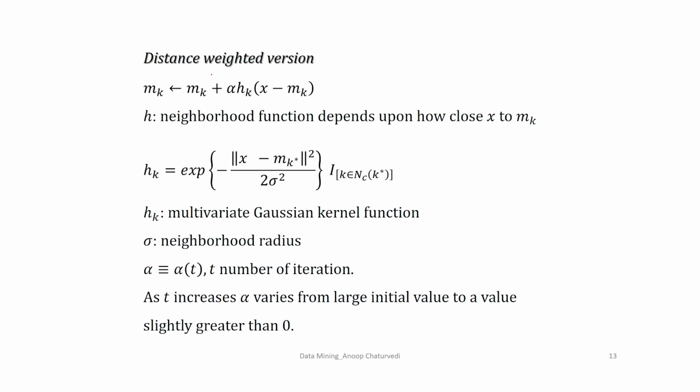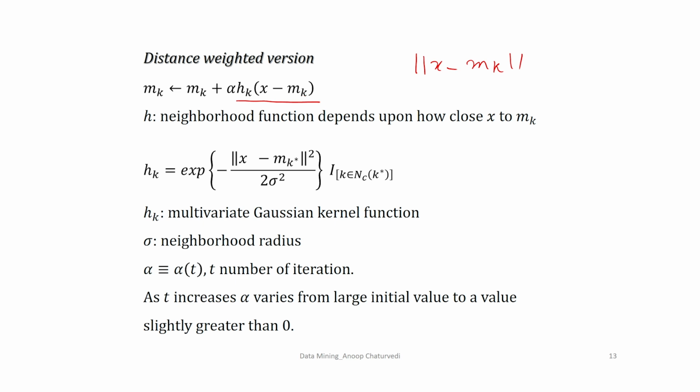Now we consider the distance weighted version of the SOM algorithm. Notice that in the previous SOM algorithm, we used the norm of x minus mk to measure the nearness between x and mk. Now here we are using a neighborhood function, which depends upon how close x is to mk. And then we update mk as mk plus alpha hk times (x minus mk).